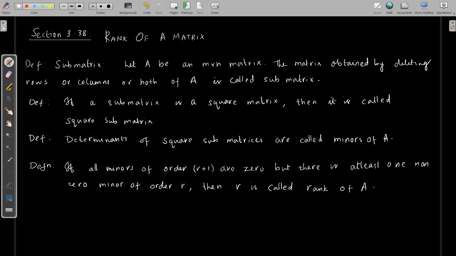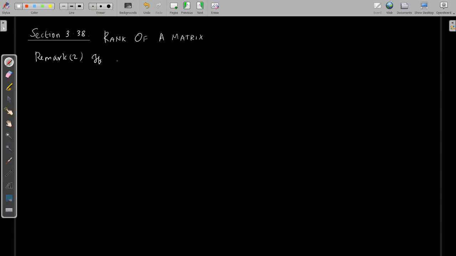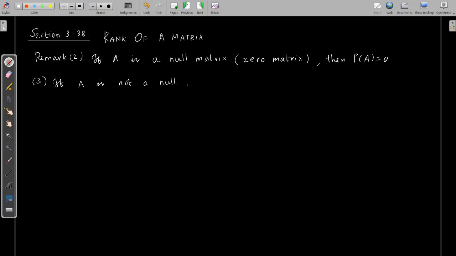First we have a remark that introduces a notation rho of A, that is the notation for rank of a matrix. In remark 2, if A is a null matrix, by null matrix we mean zero matrix, if all the entries are 0, then rank is 0 because every minor is 0. Of course, if A is not a null matrix, you can get at least one non-zero entry, then the rank can never be 0. That rank is always greater than or equal to 1.